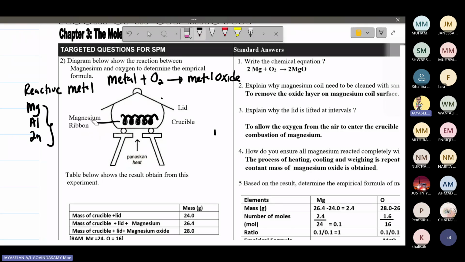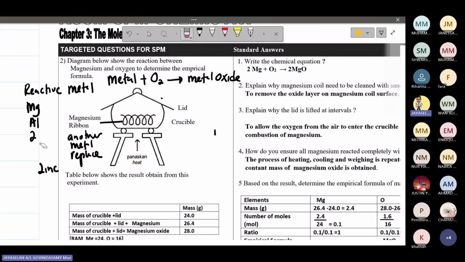Or they might give you one more like this. They ask you to suggest another metal that can replace magnesium. You all suggest zinc. So your answer should be what? Zinc. Any question? So the first question, you have memorized it, right?